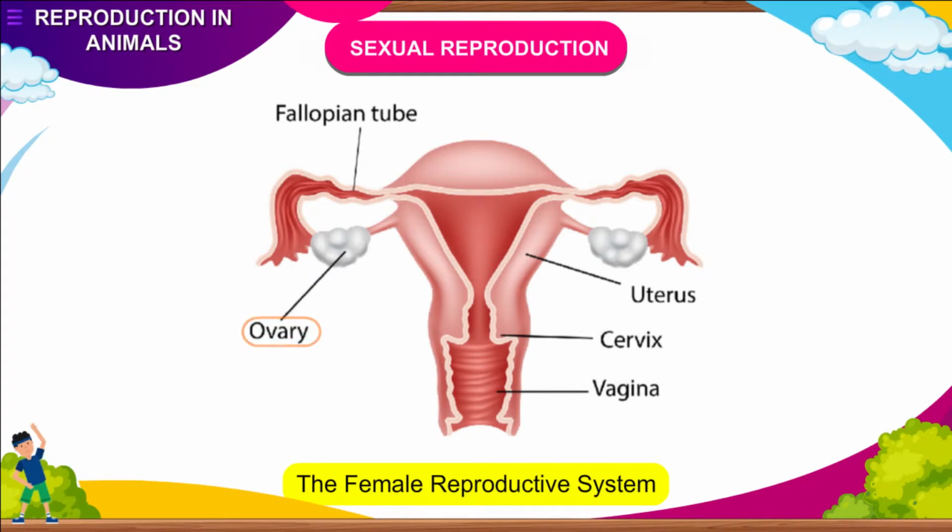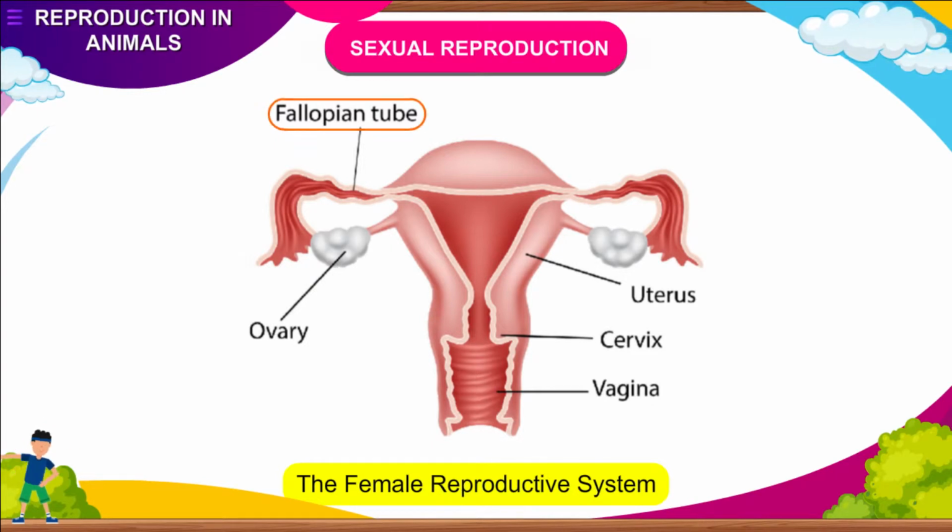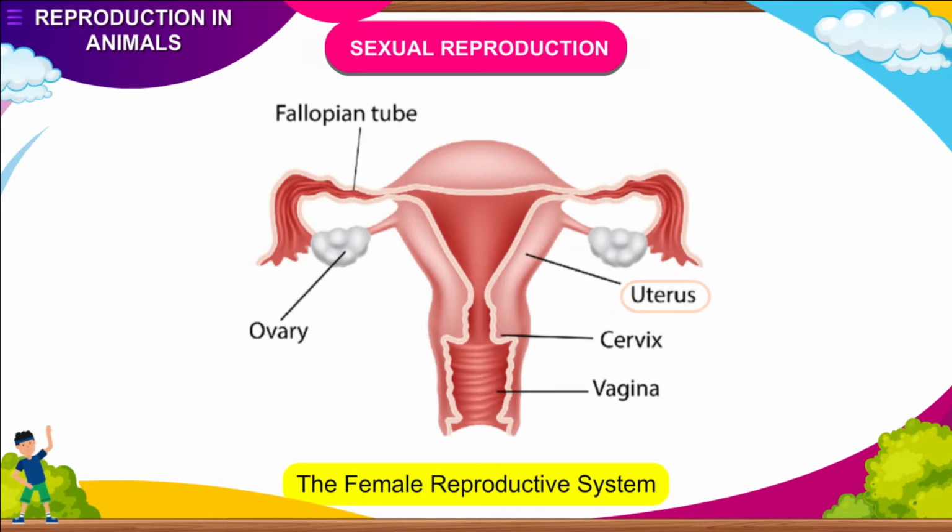One mature ovum is produced every 4 weeks from either of the ovaries. Fallopian tube, oviduct. It is a thin, coiled muscular tube that joins the uterus and the ovary. It passes the ova into the uterus by its ciliary action. Uterus. It is a broad muscular chamber that receives the ovum. The fertilized zygote grows into the foetus here.